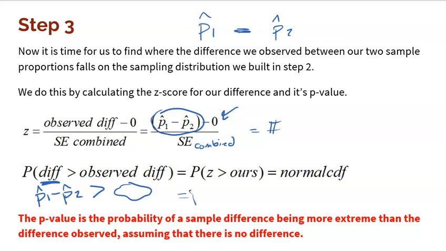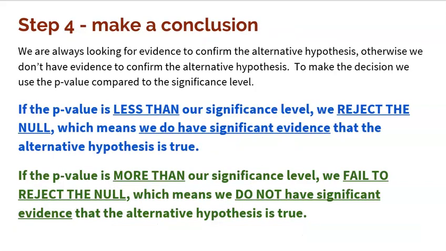And then that's equal to the probability that a z-score is greater than our z-score that we got, whatever z-score that was. And then again, of course, to find the actual probability, the p-value, we're going to go ahead and use normal CDF. So again, the key thing is that you understand what a p-value is. It's the probability of a sample difference being more extreme than the difference that we observed, assuming the null is true.